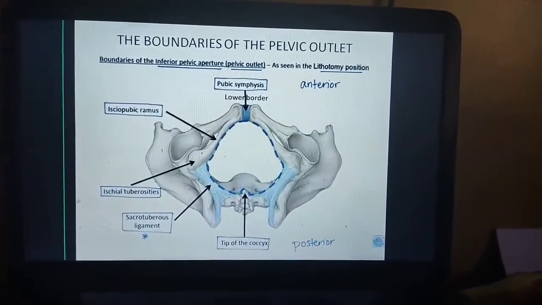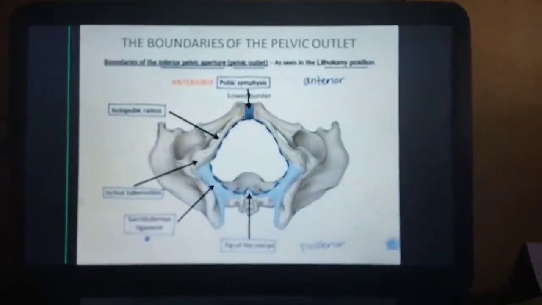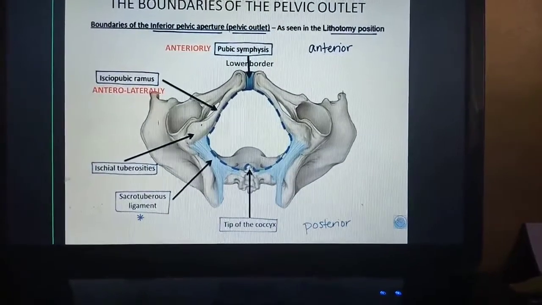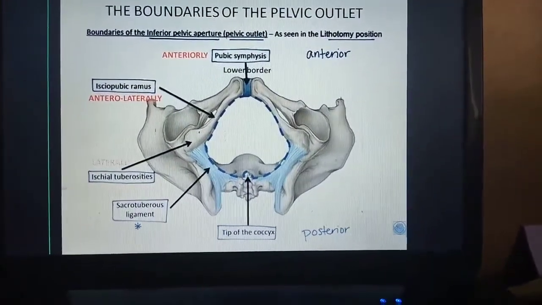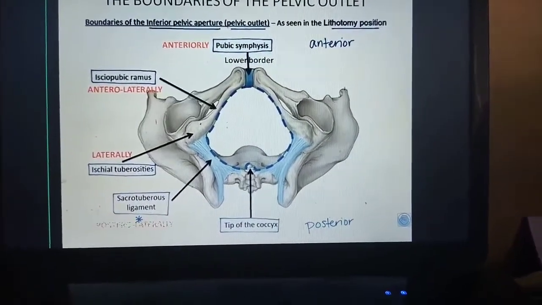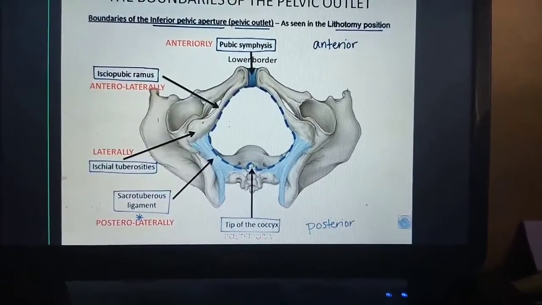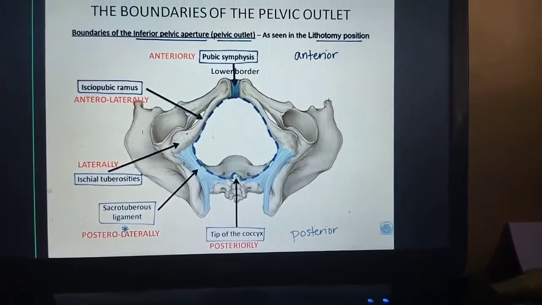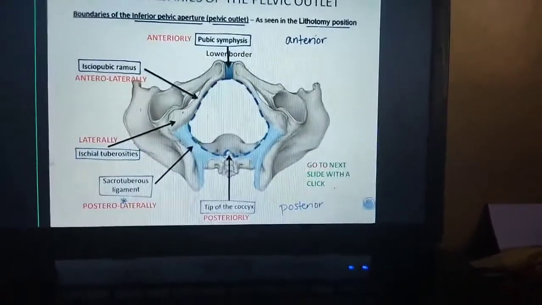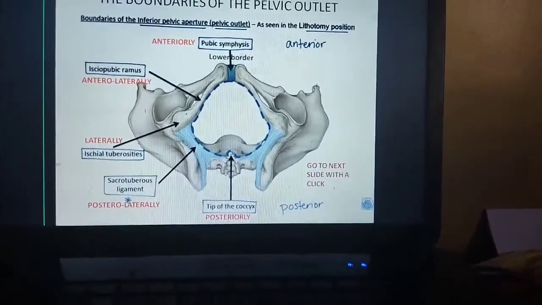Here you can see the boundaries. The pubic symphysis anteriorly, the ischiopubic ramus anterolaterally, the ischial tuberosities laterally, the sacrotuberous ligaments posterolaterally, and the tip of the coccyx posteriorly. So these are the boundaries of the pelvic outlet. So you can see the pelvic outlet and its boundaries.